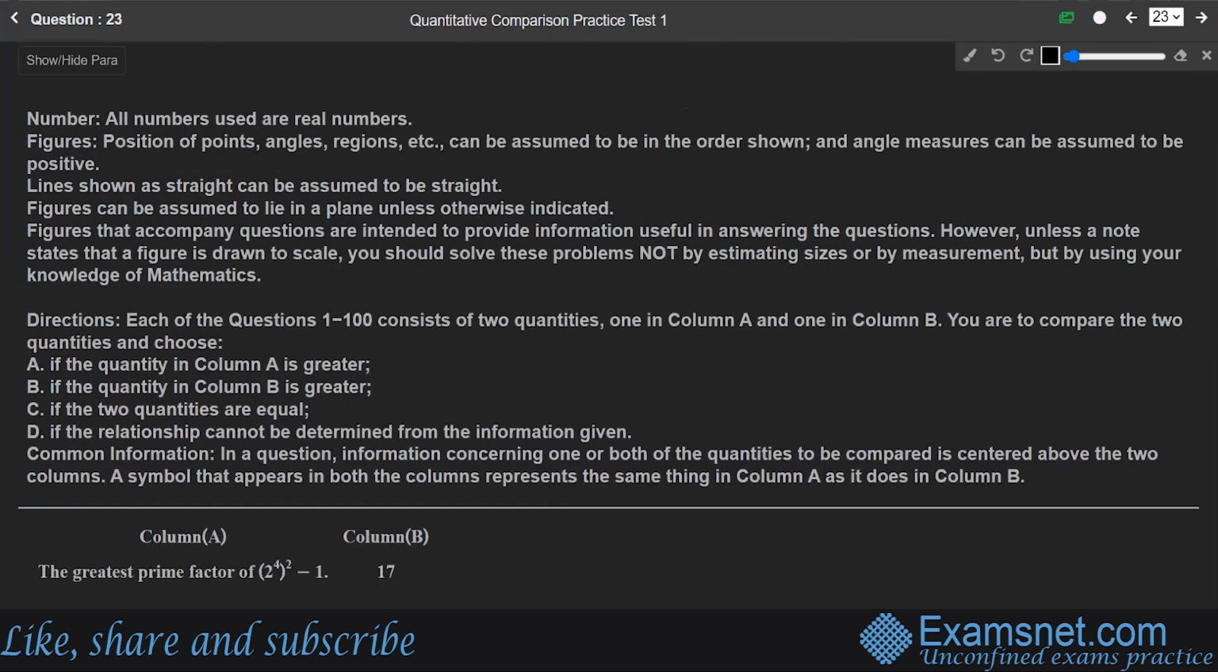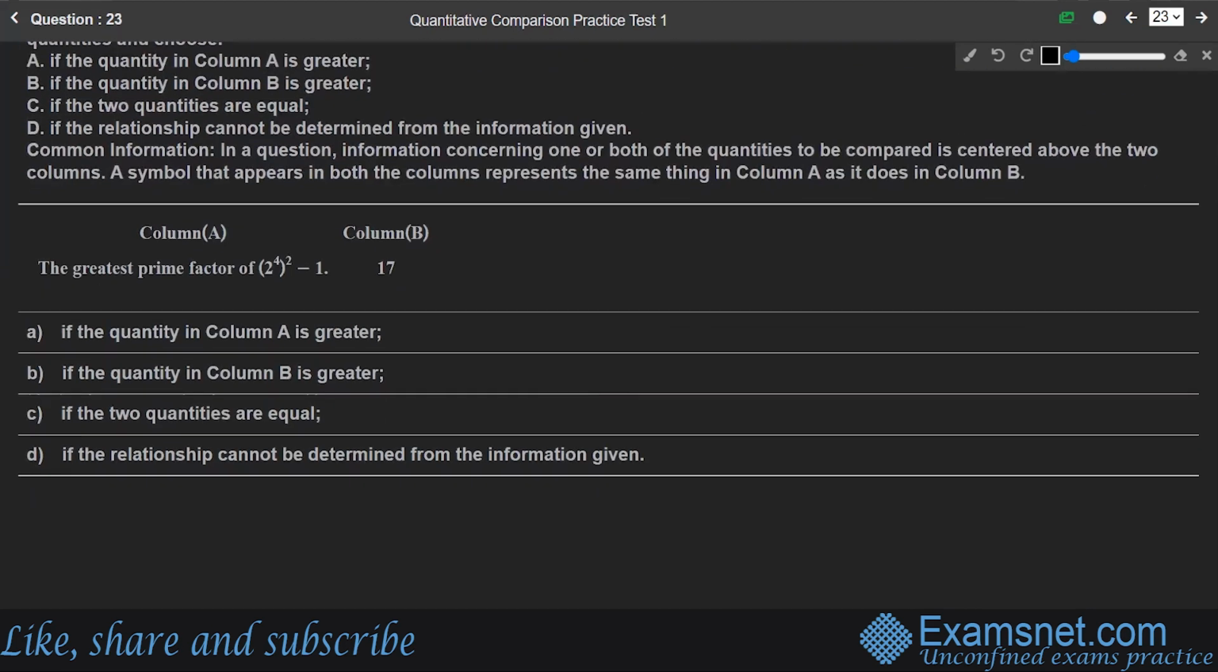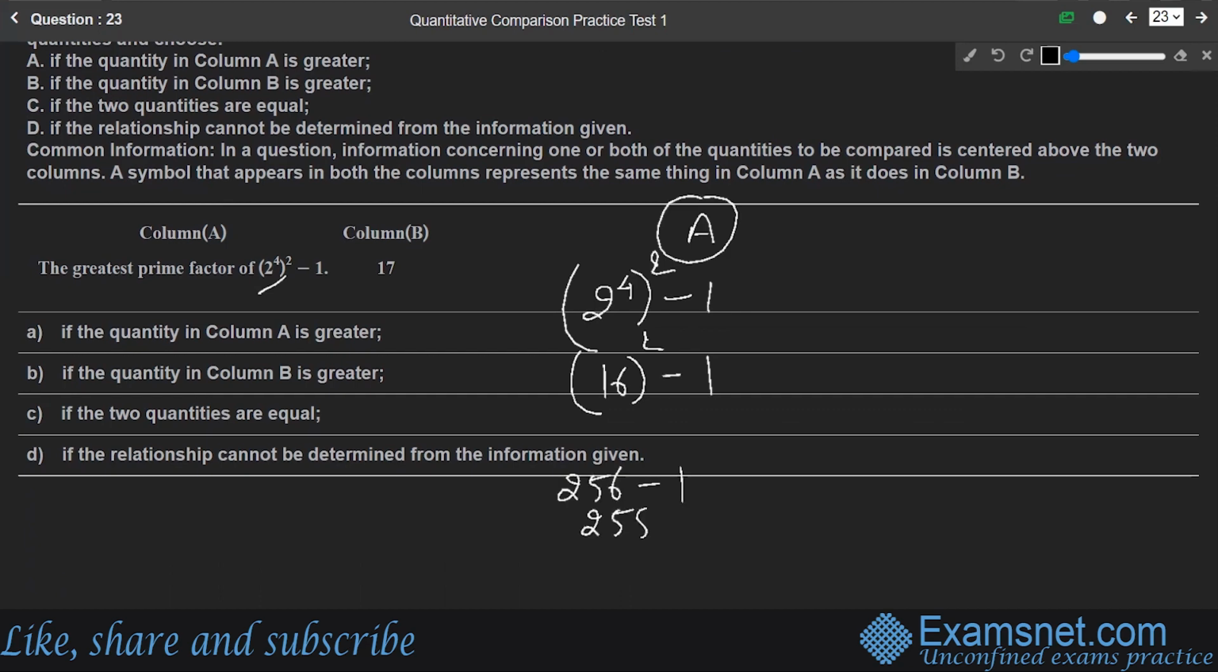Now, the next question says the greatest prime factor of 2 to the power 4 whole squared minus 1. Okay, the greatest prime factor. So let us solve the value of column A first. 2 to the power 4 whole squared minus 1. 2 to the power 4 is actually 16. So 16 squared minus 1. 16 squared is 256. So it is 256 minus 1. That is 255. So we have to find out the greatest prime factor of 255.